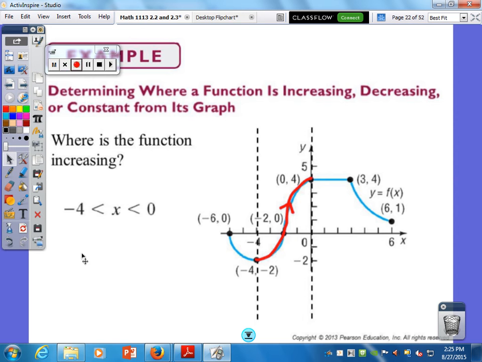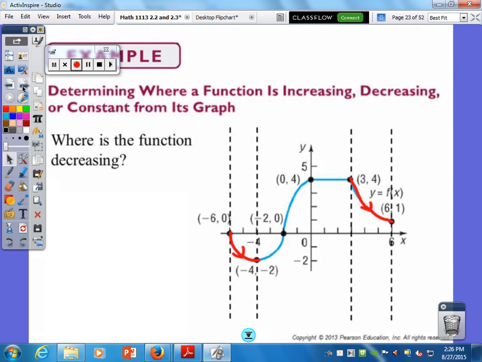From 3 to 6, notice I'm choosing the x values because it's the y values that decrease here, but it's over what x values is it decreasing. So the biggest thing that I used to have trouble with is I would always put, or students still do, the y values that show me that they're increasing because the y values are from -2 to 4. So you want -2 to 4, right? No. I want to know over what input values does my graph increase. Where is the function decreasing?